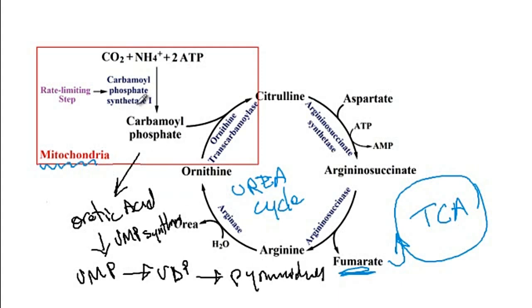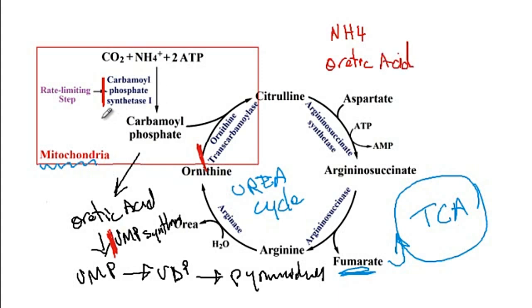So the final point I would like you to know is how the inhibition of carbamoyl phosphate synthase 1, ornithine transcarbamylase, as well as uridine monophosphate synthase will affect the levels of NH4 as well as orotic acid in these patients.